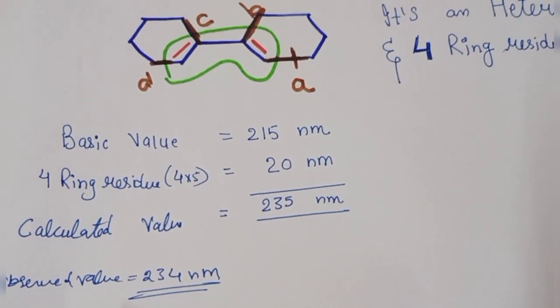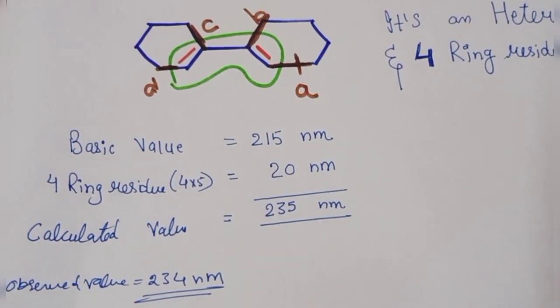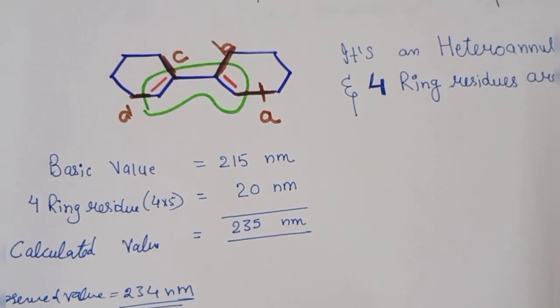The observed value is 234, so there is a difference of 1 or 2 nanometers in any observed value. I hope this example is clear.